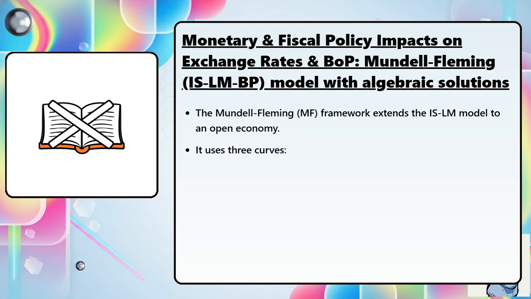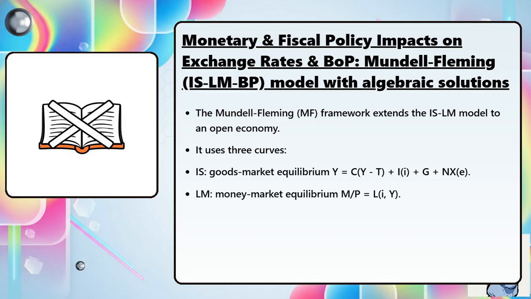It uses 3 curves. IS, goods market equilibrium: Y = C(Y - T) + I(i) + G + NX(E). LM, money market equilibrium: M/P = L(i, Y). BP or BOP curve, balance of payments equilibrium.